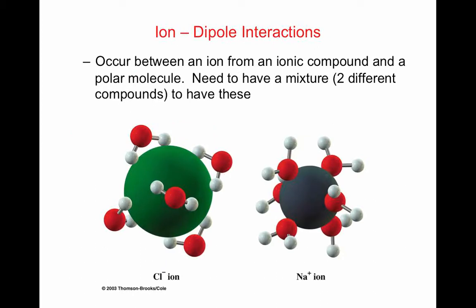Ion-dipole interactions occur between an ion and a polar molecule. So in order to have ion-dipole interactions, I have to have a mixture, because I need both a polar compound and an ionic compound. And so we actually won't encounter these in any of the examples in this video.